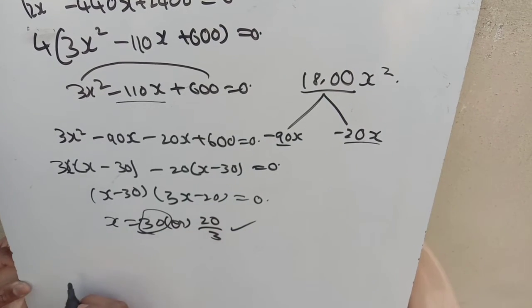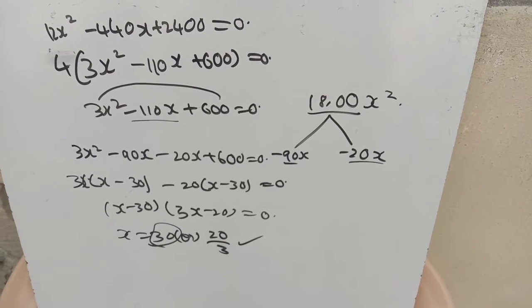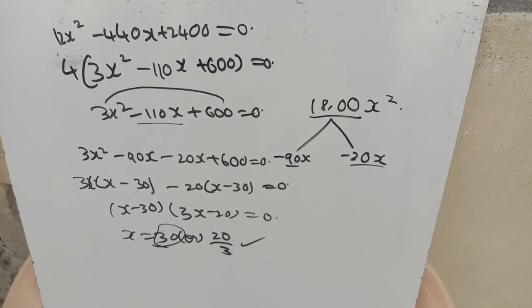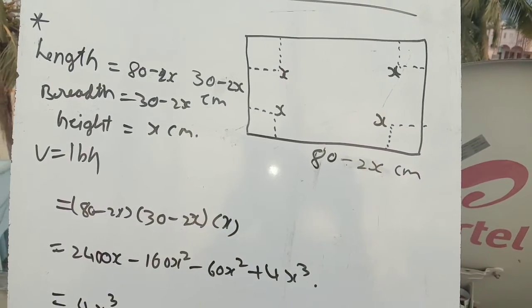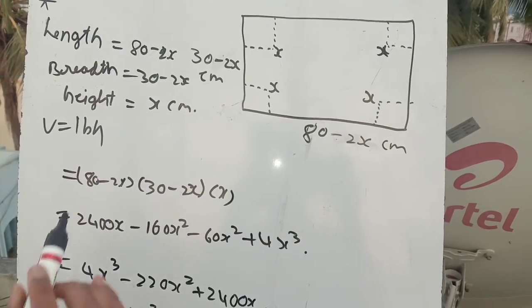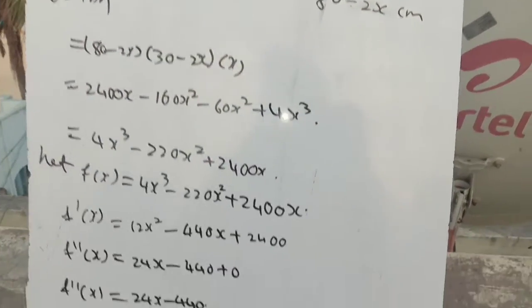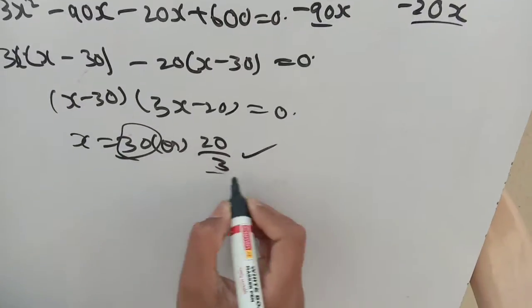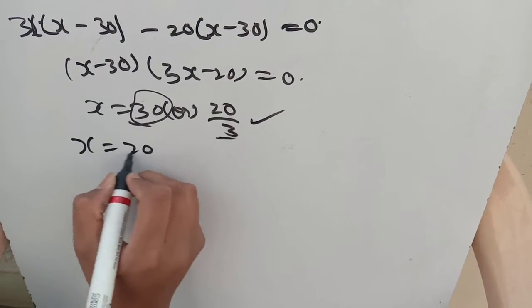We will not take the value 30, because if you keep x equal to 30, then what is the value of breadth? 30 minus 2 into 30, that is 30 minus 60, is equal to minus 30. So the value of breadth will not be negative, right? So we have to take x is equal to only 20 by 3. It is the correct one. So x equal to 20 by 3.